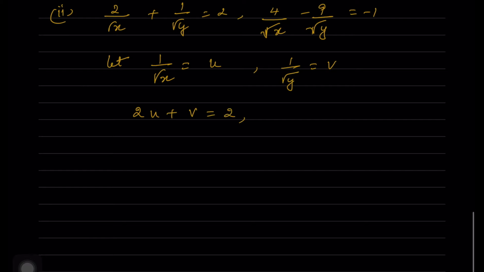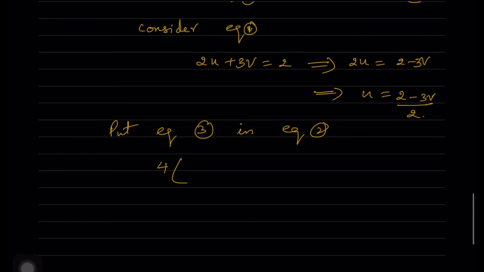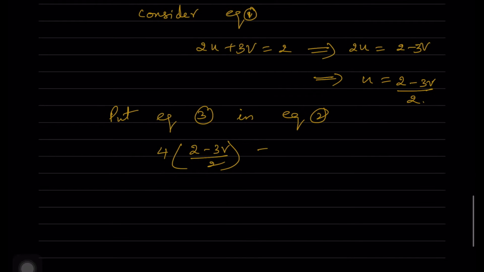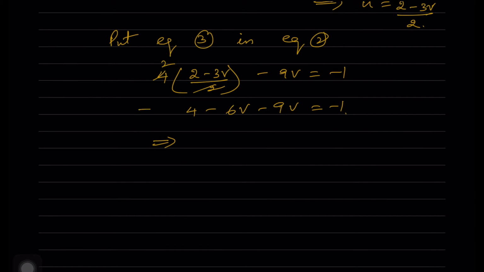So now writing down the equations, substituting 1 by root x as u, we get 2u plus v is equal to 2 and 4u minus 9v is equal to minus 1. Here we can use either the substitution method or the elimination method. So we are using the substitution method. Consider equation 1, and we are going to substitute the value of u in equation 2.